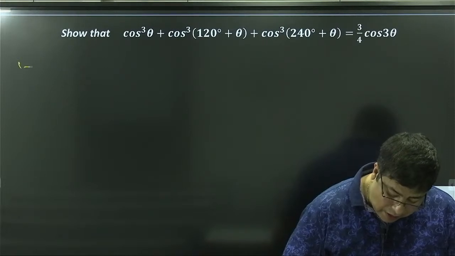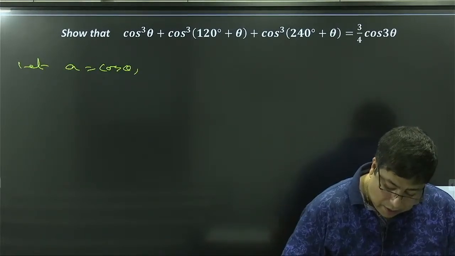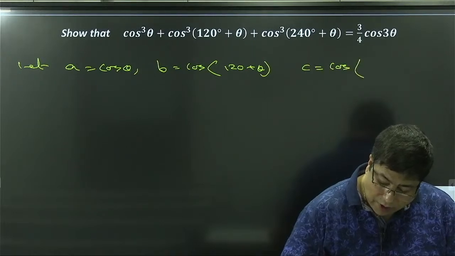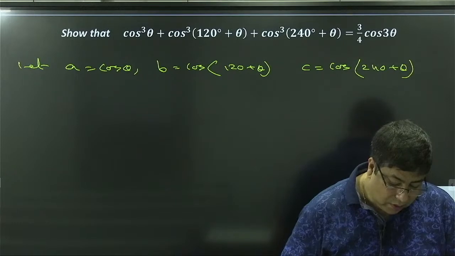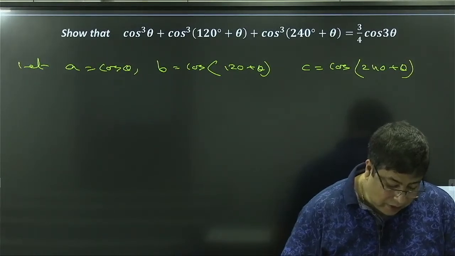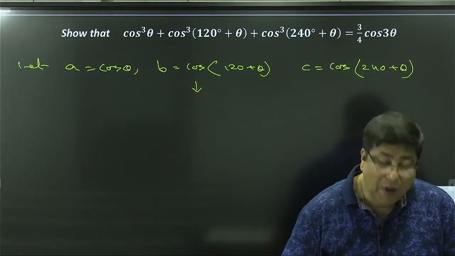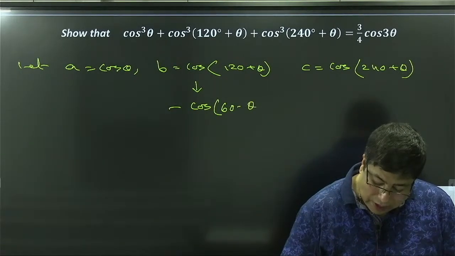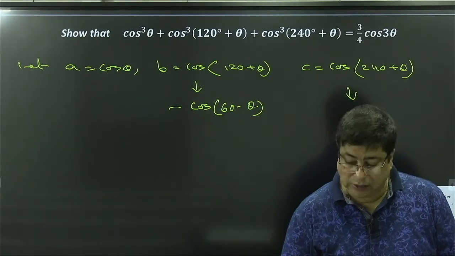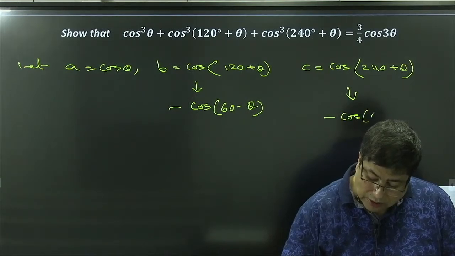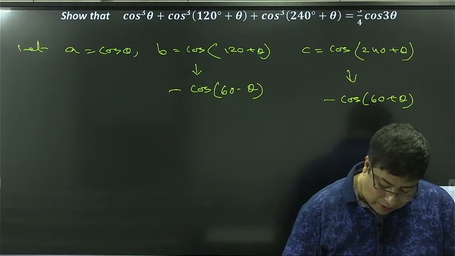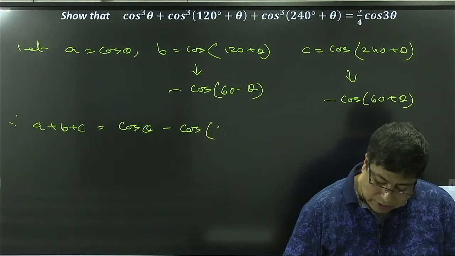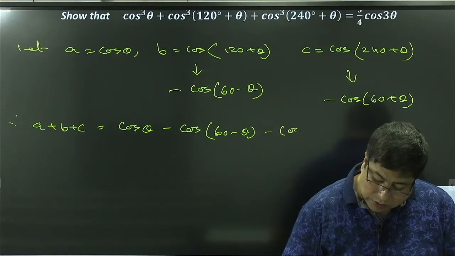So similarly let a equal to cos theta, b equal to cos 120 plus theta, and c equal to cos 240 plus theta. In case of 240, 180 plus theta will apply. So in this case for the b portion we can write cos 180 minus 60 minus theta, so this can be written as minus cos 60 minus theta, and for the c portion 180 plus 60 plus theta, that is minus cos 60 plus theta. Okay, so a plus b plus c equal to cos theta minus cos 60 minus theta minus cos 60 plus theta.